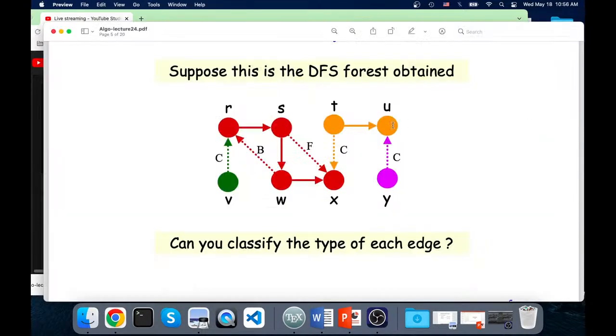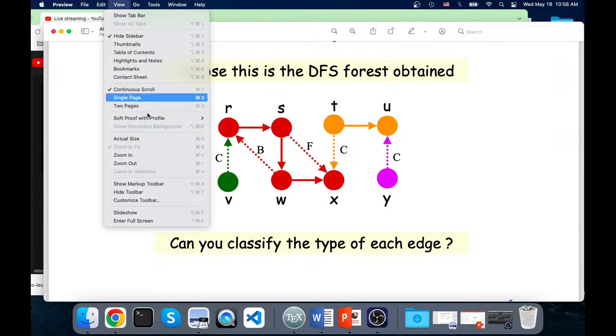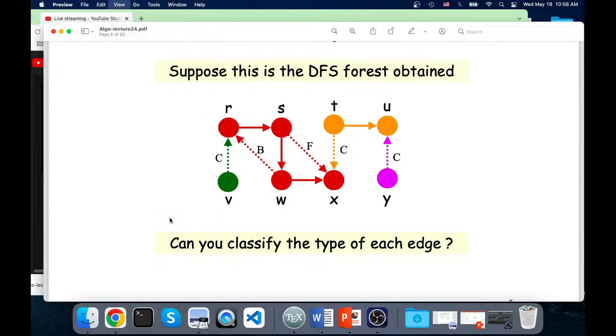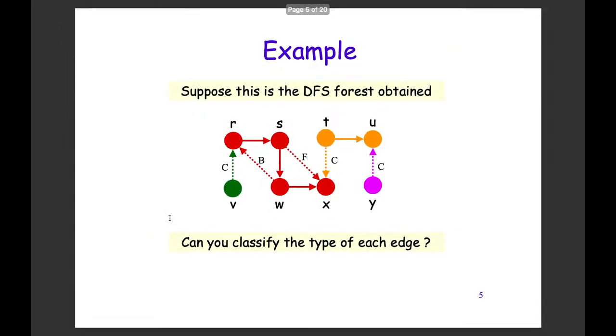Okay, so we now have a classification of edges. In this example, we are starting with a directed graph, and we can see that all kinds of edges are possible. We may have tree edges, and then backward, and then forward, and then cross.